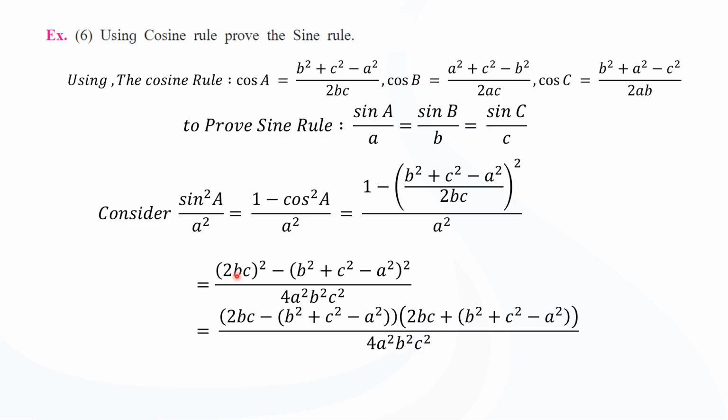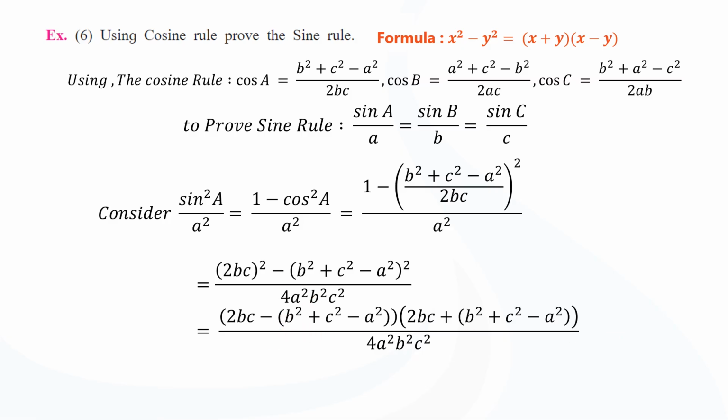Now here we have a difference of squares, so we'll use the formula x square minus y square is x plus y into x minus y. Using this formula we are getting this. Now open the brackets.